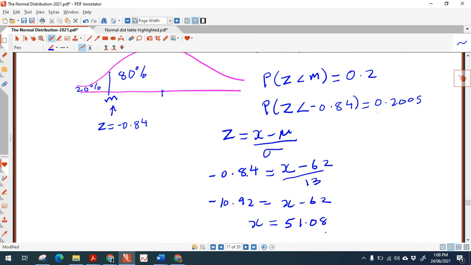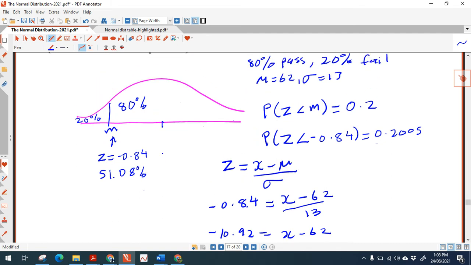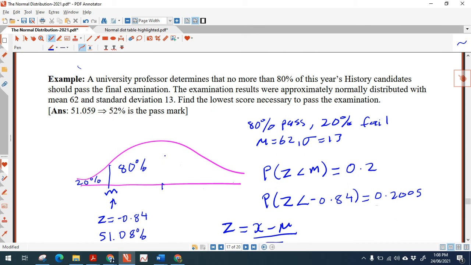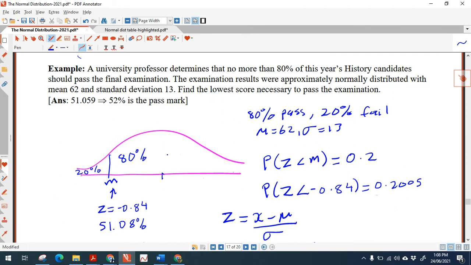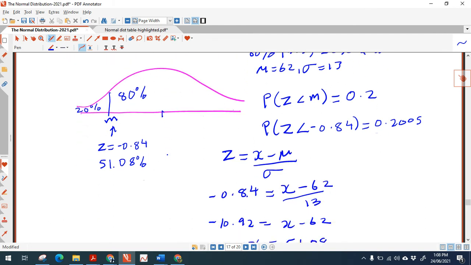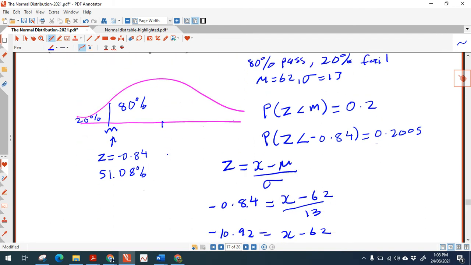So on our diagram, this mark here, Z equals negative 0.84, corresponds to 51.08. As a percent, let's just see, or is it a mark? Yeah, okay. Mean of 62. Let's assume that it's out of 100. Okay. Yep. All right. So normally distributed. So 51.08%. So anything below that is below 51.08 is going to be a failure.